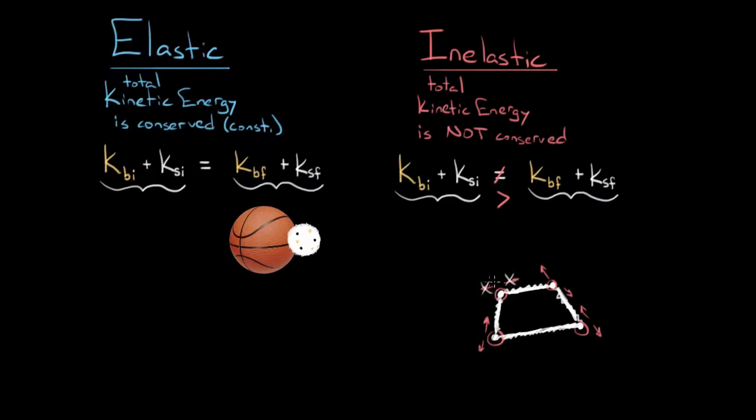And if you take this idea to the extreme, if you instead try to take a steel ball where these bonds between atoms are extremely stiff and rigid, you start to approach a collision that might be considered elastic, because your final kinetic energy might be almost the same as your initial kinetic energy.